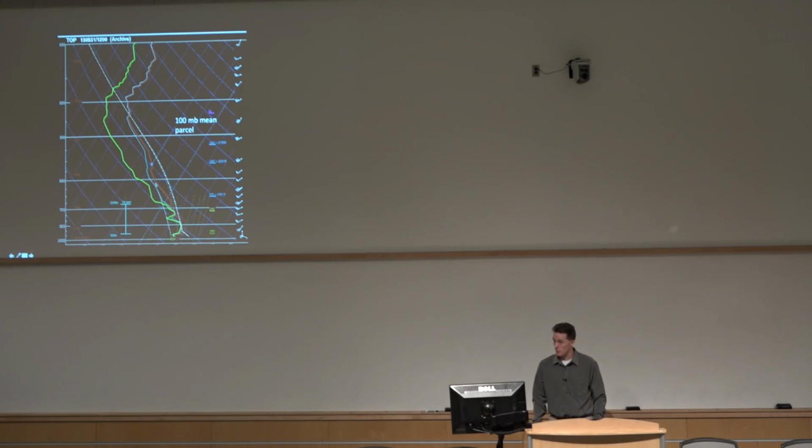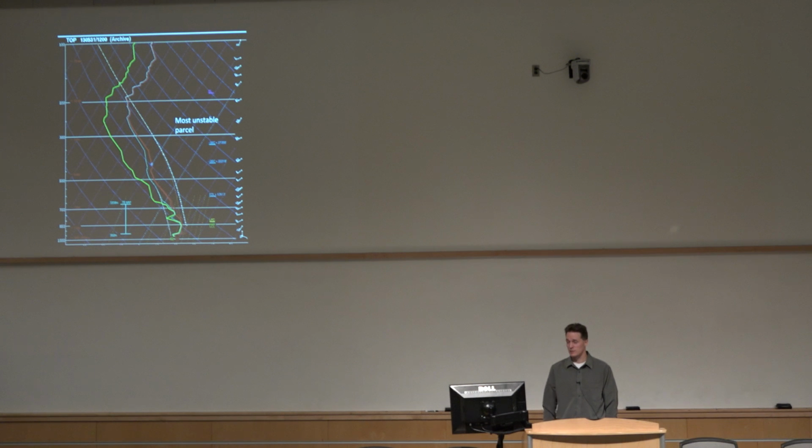For the 100 millibar mean parcel, the buoyancy actually increases because we're reaching higher up, deeper into this warmer, moister layer atop the shallow cold layer. And then if you go to the most unstable parcel, in this case near 850 millibars, now there's relatively large buoyancy. So what you're trying to describe in the atmosphere plays a big role in what sort of parcel you're going to use.